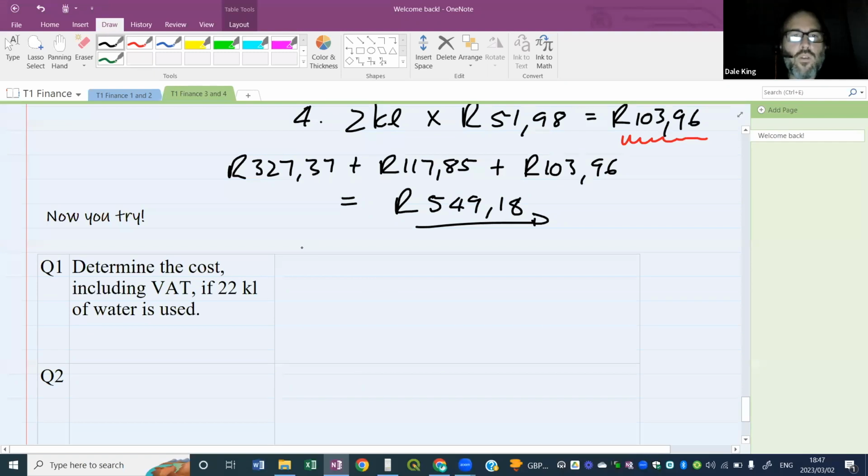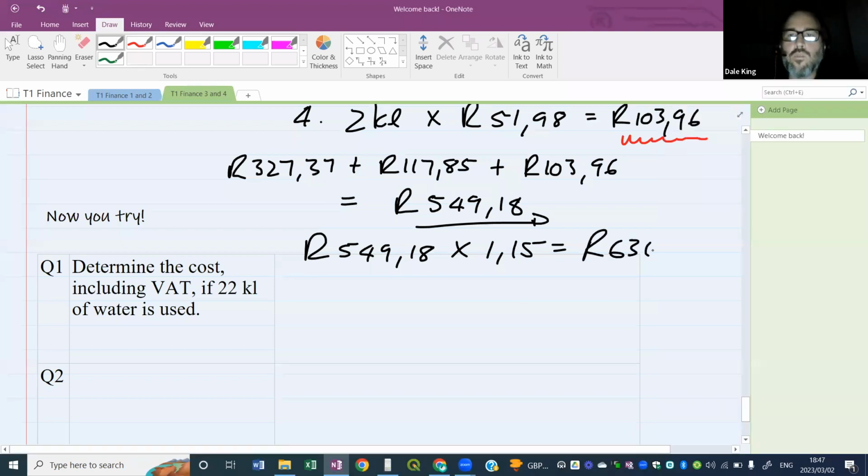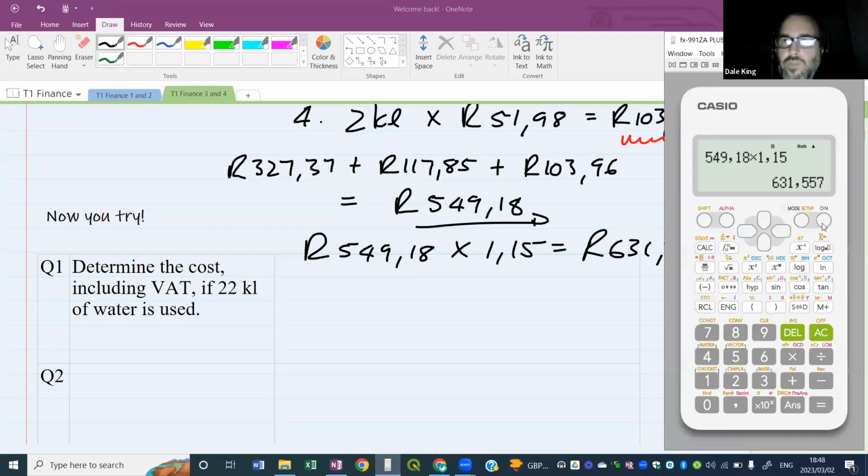To include that, like we learned before, you just say 549.18 times 1.15. Or if you want the two-step process, it's up to you, but this does it nice and easy. So 549.18 times 1.15 is 631.56. Be careful with the decimals. I've got 0.557, so that means the second decimal 5 will change to a 6. Just check that on your side.